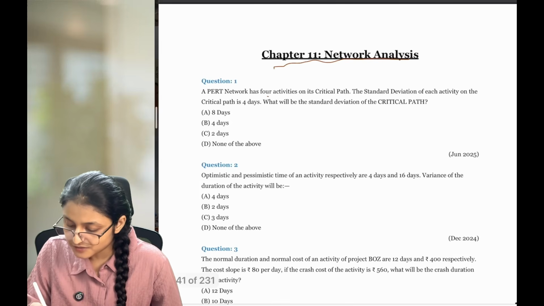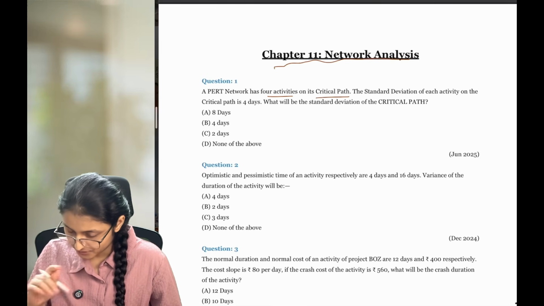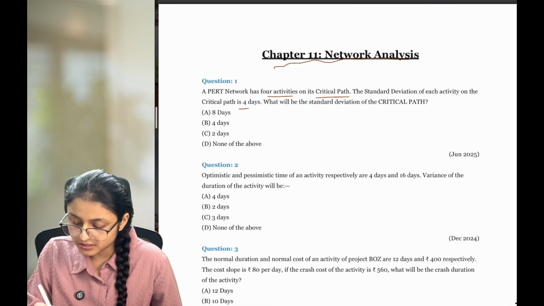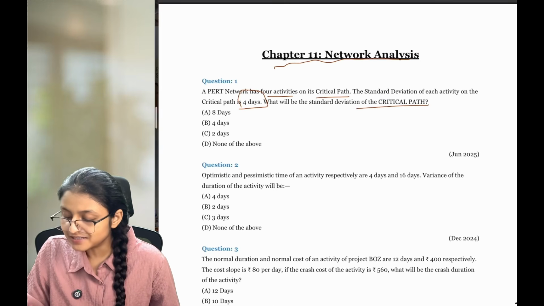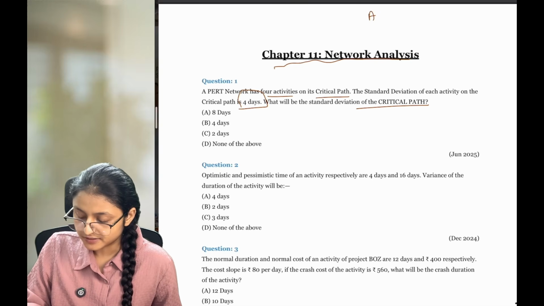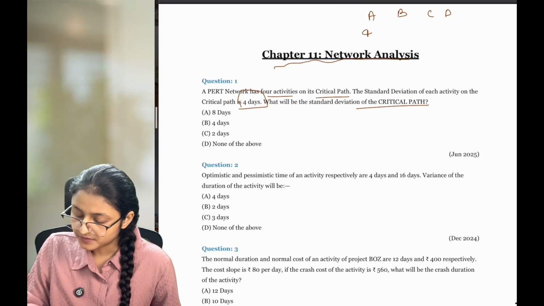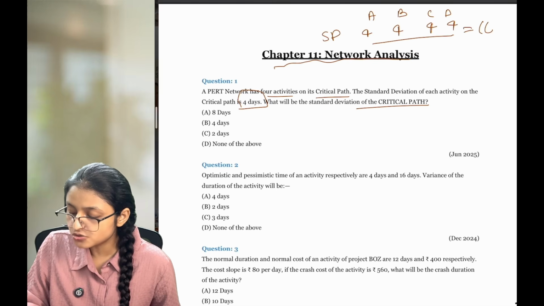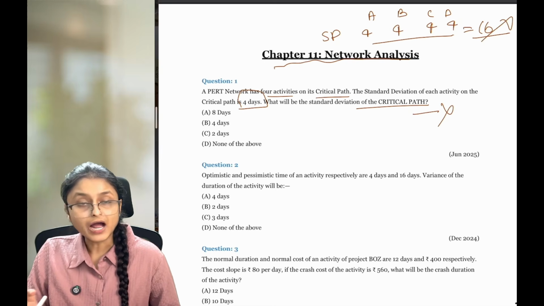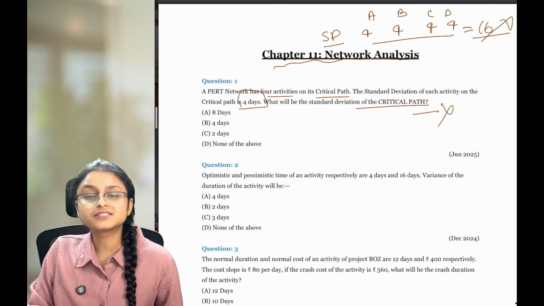A PERT network has 4 activities on its critical path. 4 activities are there, and the standard deviation of each activity on the critical path is 4 days. What will be the standard deviation of the critical path? Now remember that if we have, let's say, 4 activities A, B, C, D, all of them has a standard deviation of 4, 4, 4, 4. Can I add all these standard deviation to get the standard deviation of the critical path? Answer is no, never. You can't do directly. You can't directly add standard deviations.